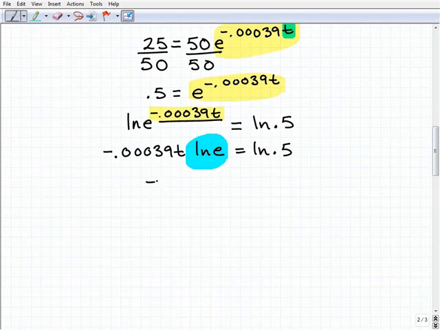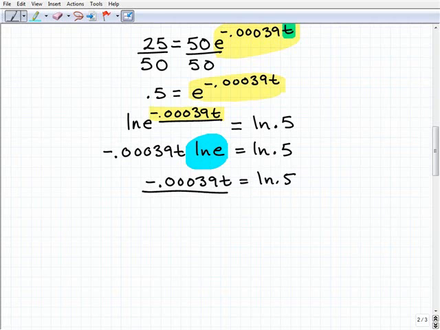So our equation distills down to negative 0.00039t equals ln 0.5. And of course, to solve for t, I simply need to divide both sides of the equation by negative 0.00039. And this is going to be negative 0.00039 over here.